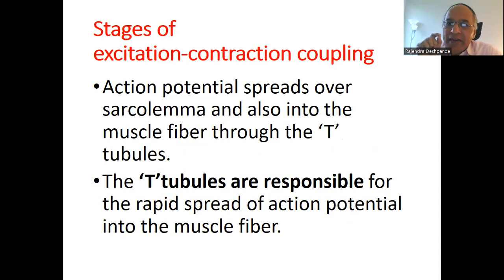This action potential spreads over the whole sarcomere in the muscle and also into the muscle fiber through the T-tubules. This is a particular structure; I am going to explain it afterwards. What is the T-tubule? The T-tubules are the transverse tubules. T means transverse. These are responsible for rapid spread of the current of action potential into the muscle fiber. So what is the role of T-tubules? They carry the action potential to the muscle fiber. First it starts in the brain, then the neuromuscular junction, and then the muscles.